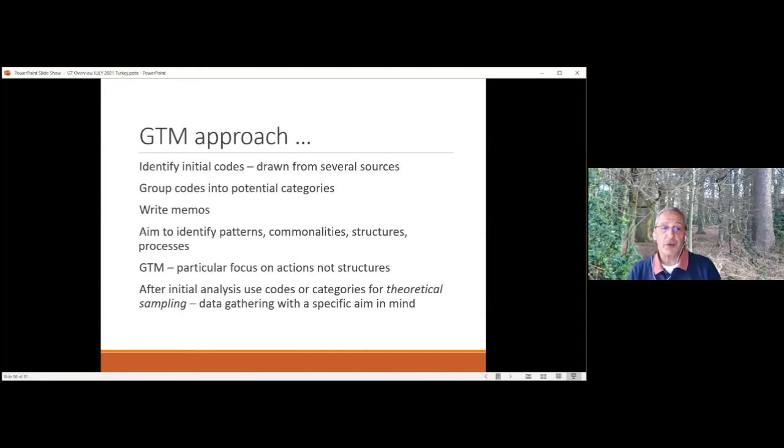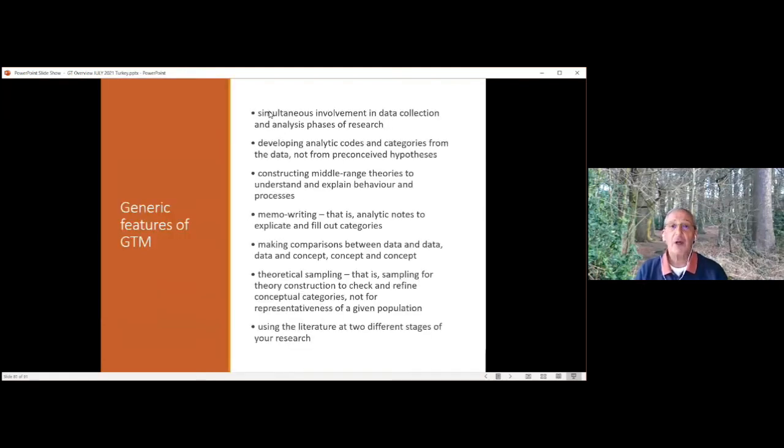Identify your initial codes, group them into potential categories. However you do it, you might use some software. I haven't talked about the software that's available. A lot of my students use software. A lot of them don't. They don't like it. They do other things. They stick post-it notes on walls and take photos. Write memos, okay? You have to keep writing memos. And aim to identify these things and bear these different forms of sampling in mind, okay?